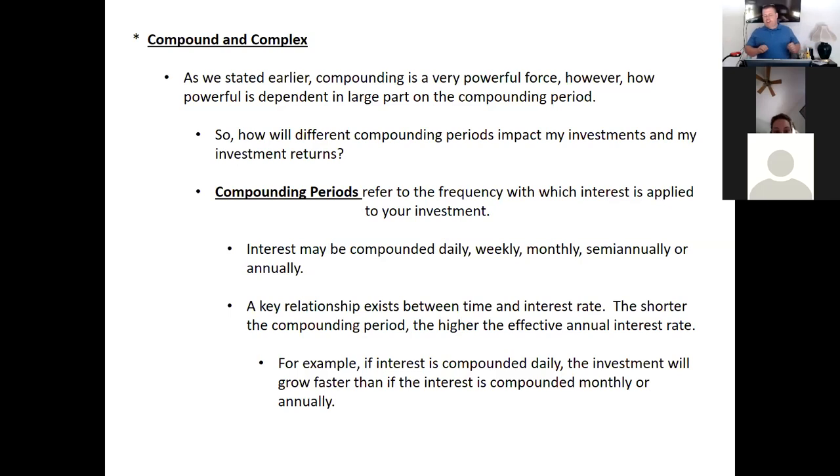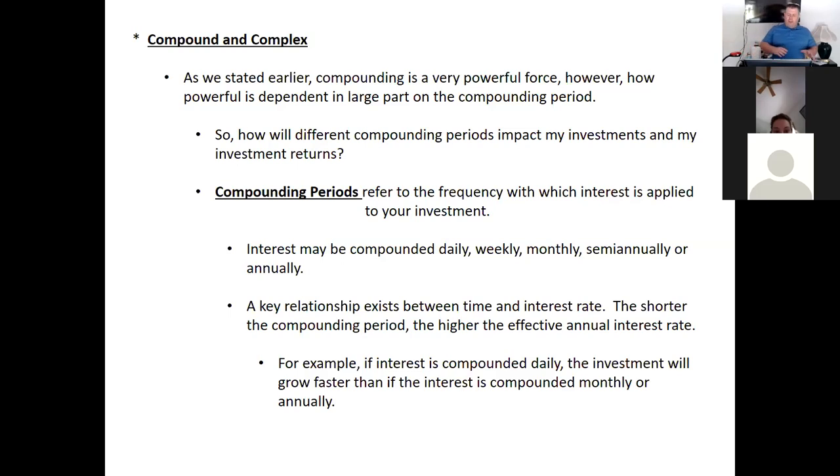But a key relationship exists between the time and the interest rate. The shorter the compounding period, the higher the effective annual interest rate, because if I'm making 10% a day, then they're adding that 10% every day, and that interest is then earning interest on the next one. So instead of once a year going from $10 to $11.10 to $13.20, now I'm going by the day. And so within 3 days, I would have that $12.20 and then moving on.